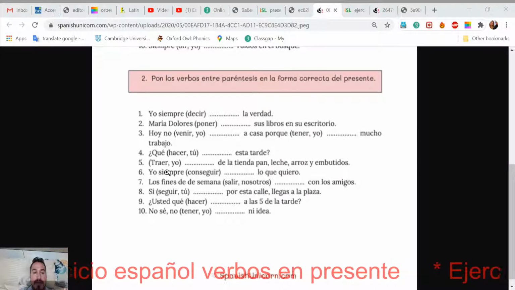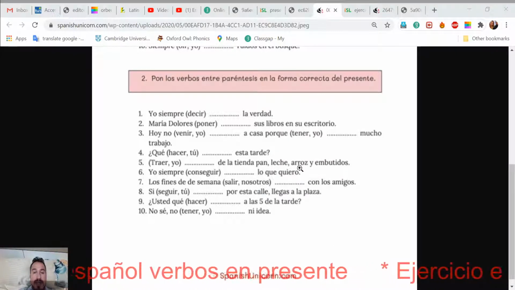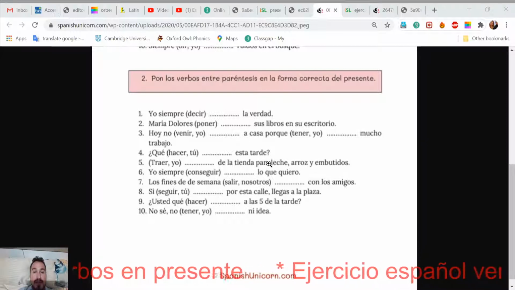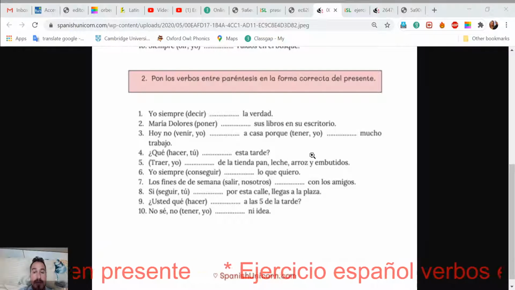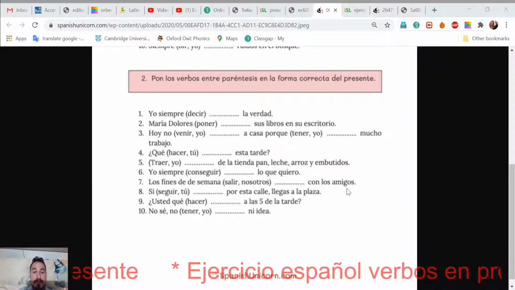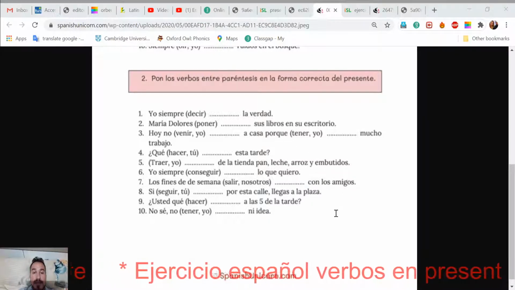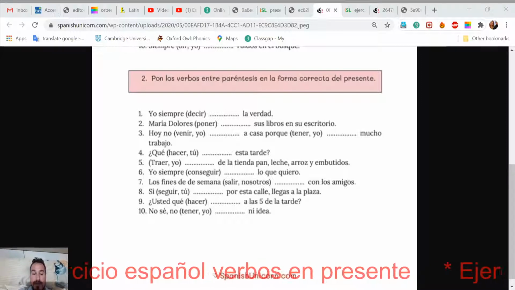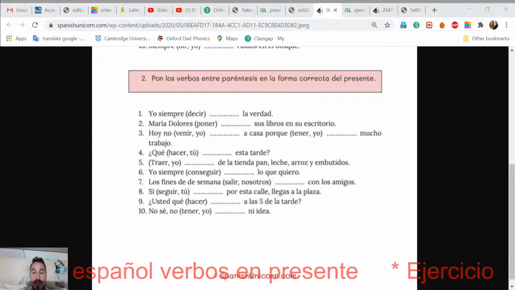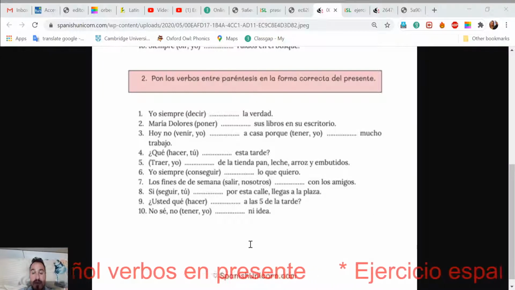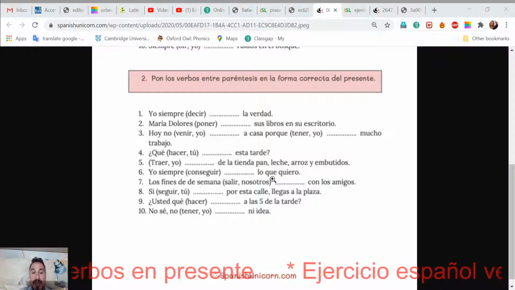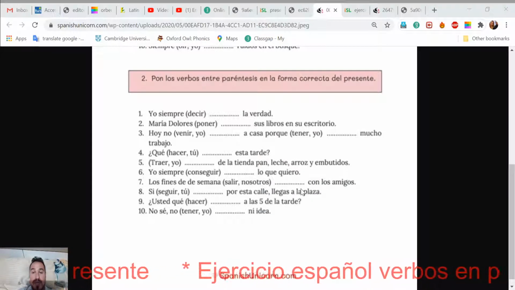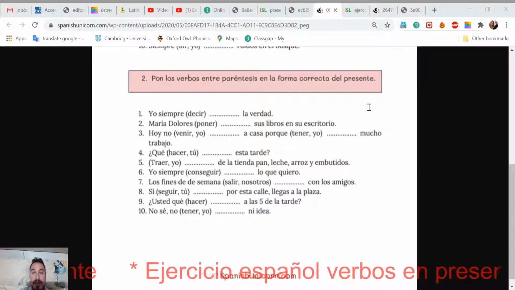So, traigo de la tienda pan, leche, arroz y embutidos. So, I am bringing from the shop some bread, some milk, some rice, some cold meat. 6. Yo siempre consigo, so conseguir means to achieve or to get. So I always get what I want.